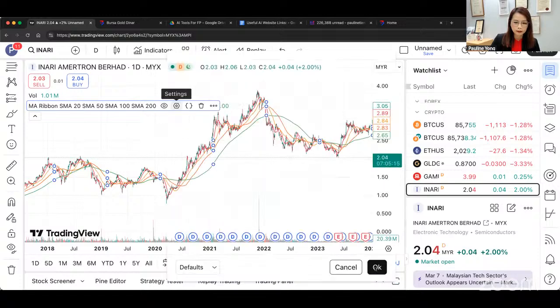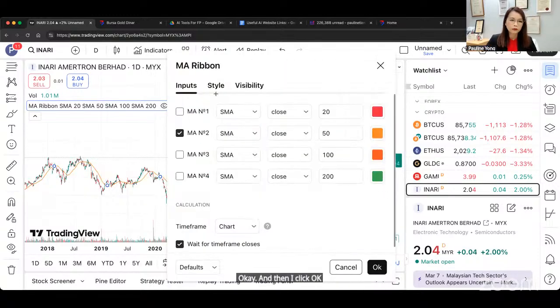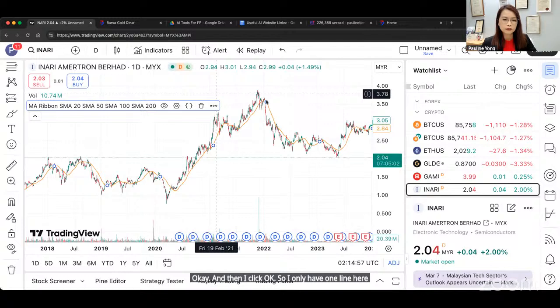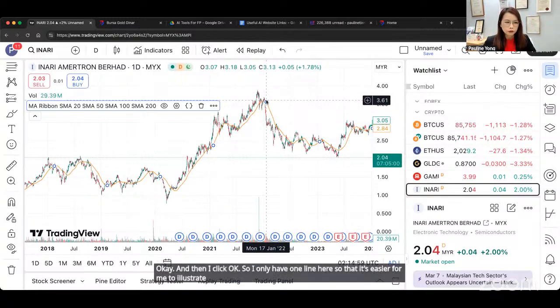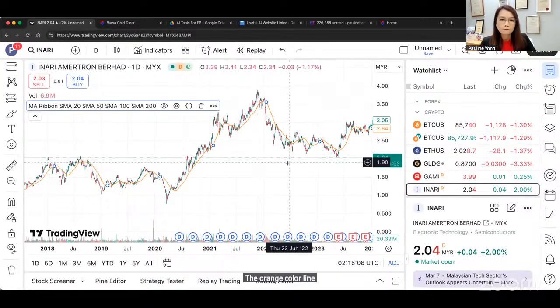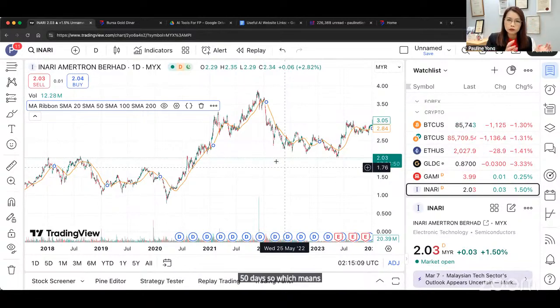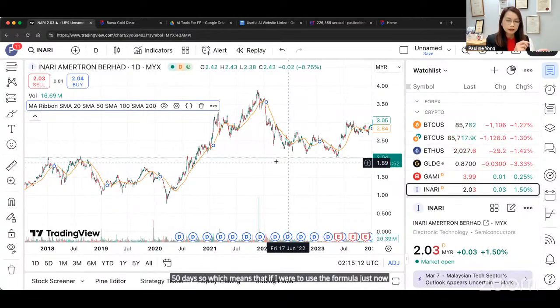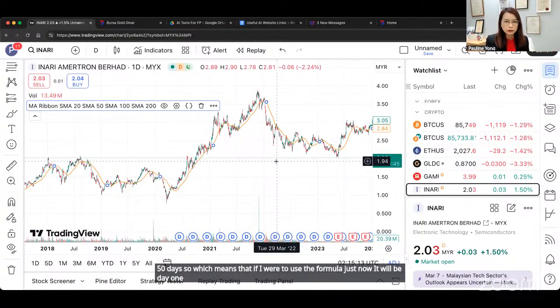And then I click OK. So I only have one line here so that it's easier for me to illustrate. Currently, the orange line is the 50-day moving average. 50-day means that if I were to use the formula just now, it will be day 1, day 2, day 3, day 4, all the way to day 50.